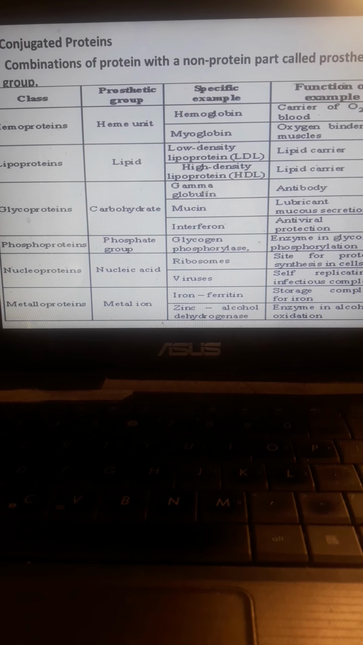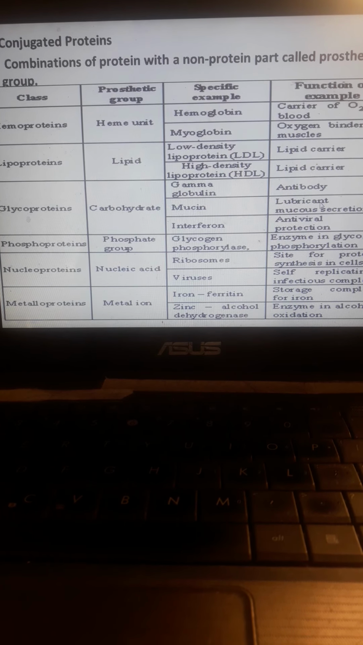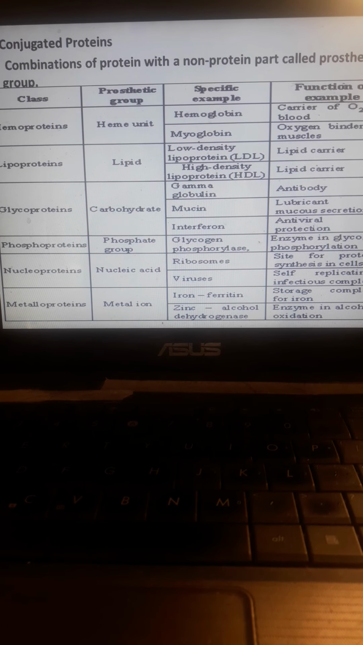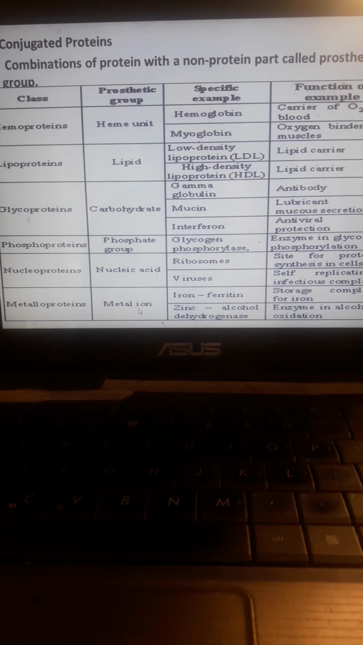Glycoproteins, with carbohydrates: gamma globulin, antibodies for immune response; mucin, a lubricant in mucous secretions, usually the saliva contains mucin, and in our internal organs there is mucin. Interferon for antiviral protection. Phosphoproteins, such as glycogen phosphorylase, enzymes in glycogen, involved in phosphorylation in different reactions in our body. Nucleoproteins, nucleic acid, ribosomes for protein synthesis. Viruses, self-replicating infectious complexes.